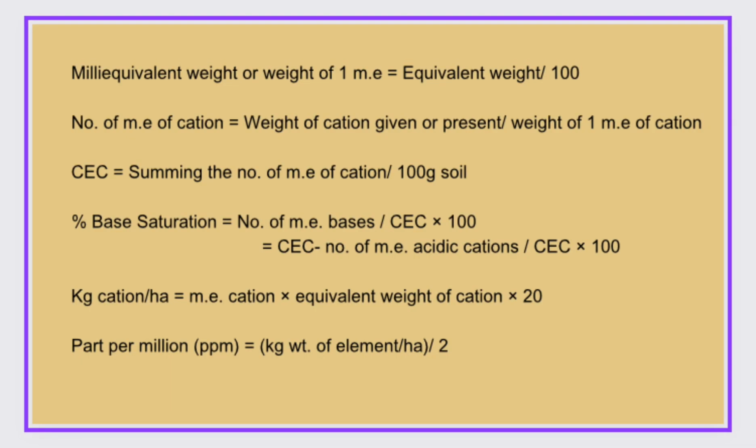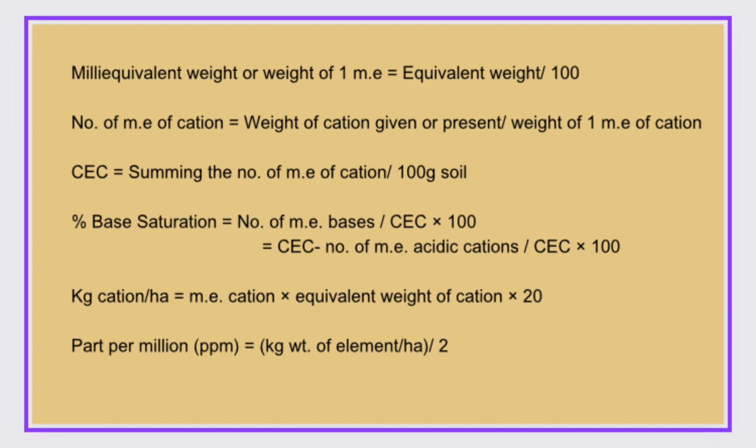After we solve the equivalent weight of each ion, we will now proceed to Step 2, which is to convert the equivalent weight of each ion to milliequivalent weight. The formula used to convert the equivalent into milliequivalent is equivalent weight divided by 100, which is the magnitude of each negative charge.